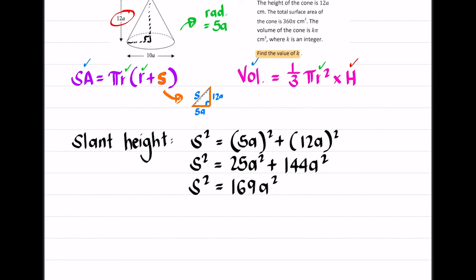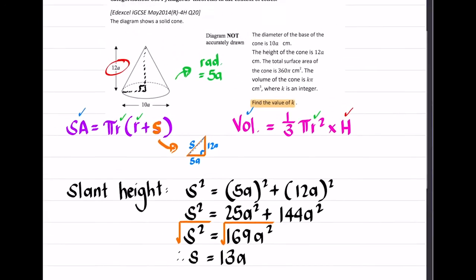Now I'm going to square root both sides of this equation. The square root of s squared is therefore equal to s. So the slant height is s equal to the square root of 169a squared. The square root of 169 is 13. The square root of a squared is a. So now I have a slant height of 13a.